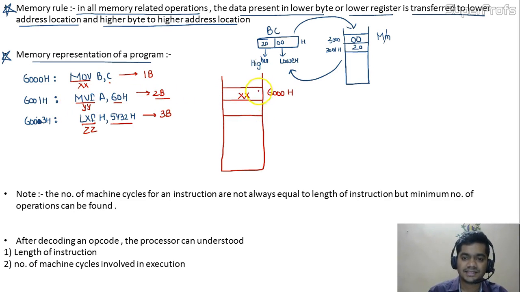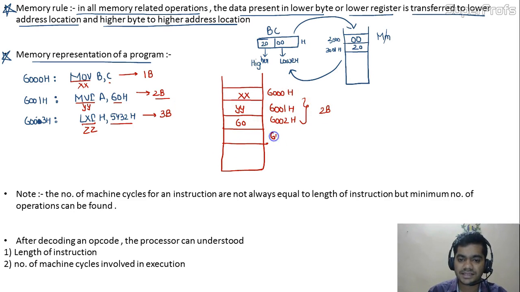Now next, on 6001H the mnemonic for MVI would be stored, and at 6002H the data that is present, which is 60, is going to be stored. Similarly, this represents that this instruction is of 2 bytes. Now for 6003, we can see that we have marked 6003 correctly because the above instruction is occupying 2 bytes of data. Therefore, from 6003 the next instruction would be implemented, and its mnemonic is ZZ.